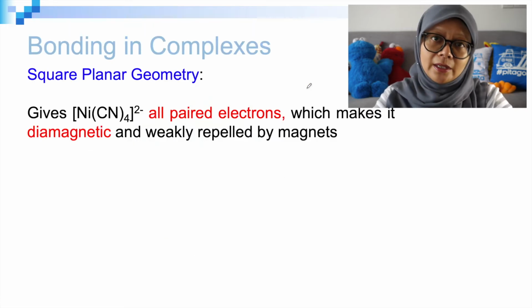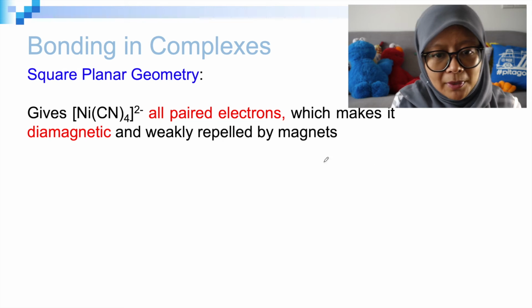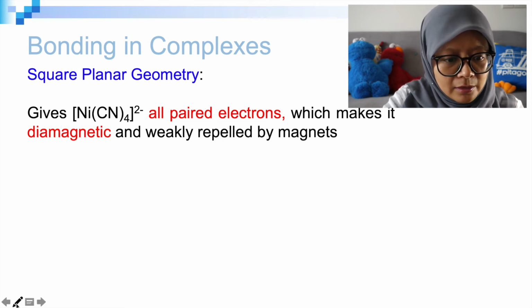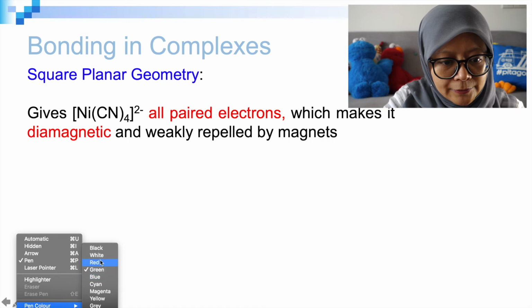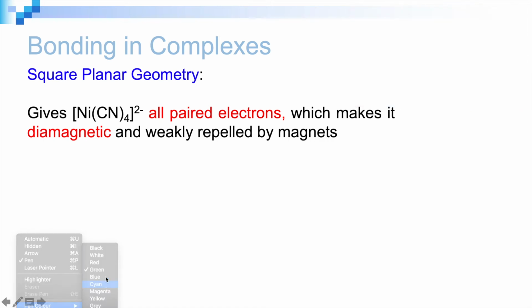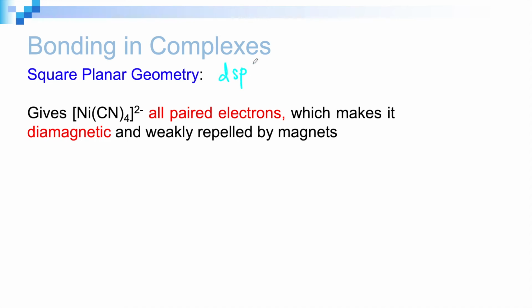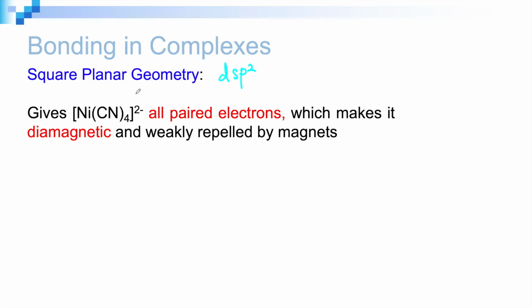And then another one is the square planar geometry. For the square planar geometry, we have here the dsp2 hybrid orbital, or new orbital. So dsp2, this is where we have the overlapping between 1 orbital from d, and then s, and also 2 orbitals from p. So for example, here we have nickel. This is nickelate.